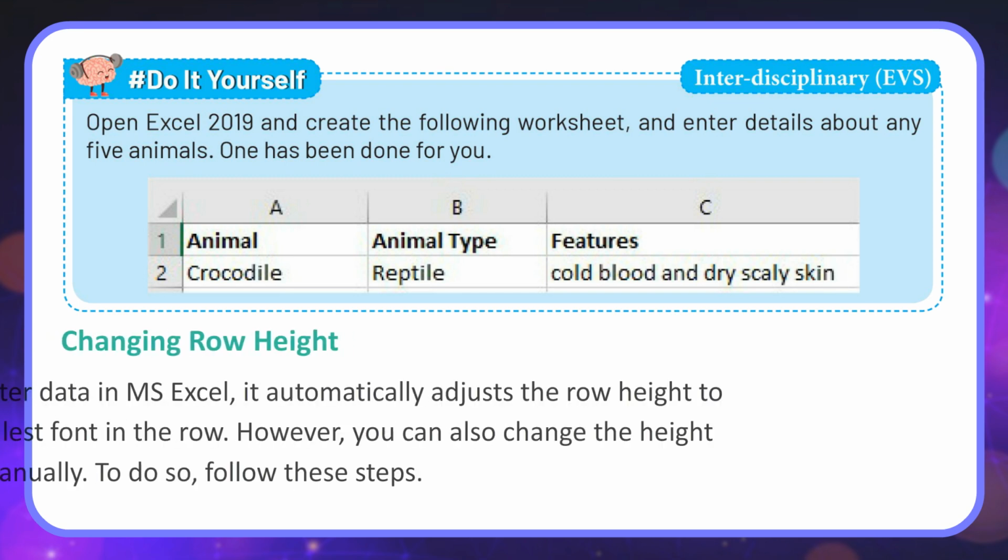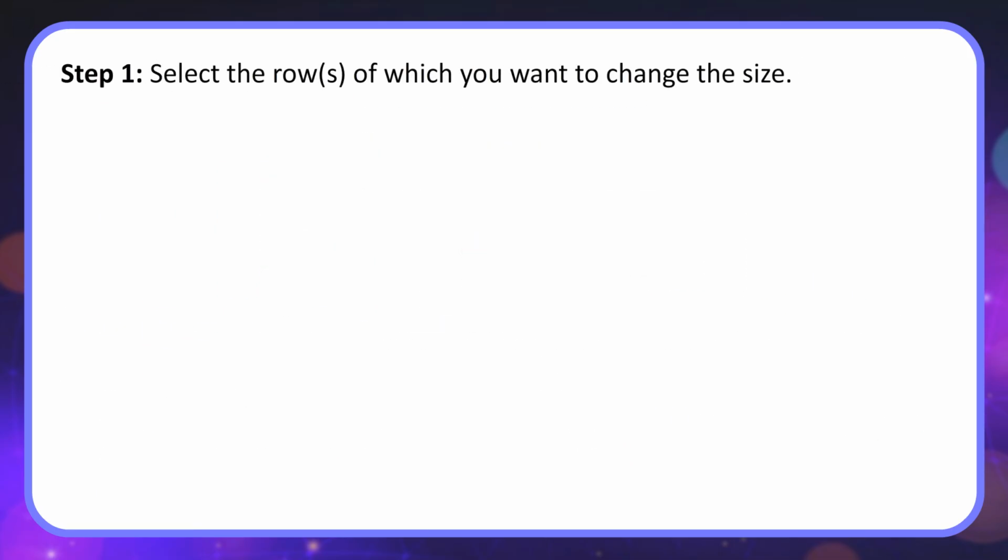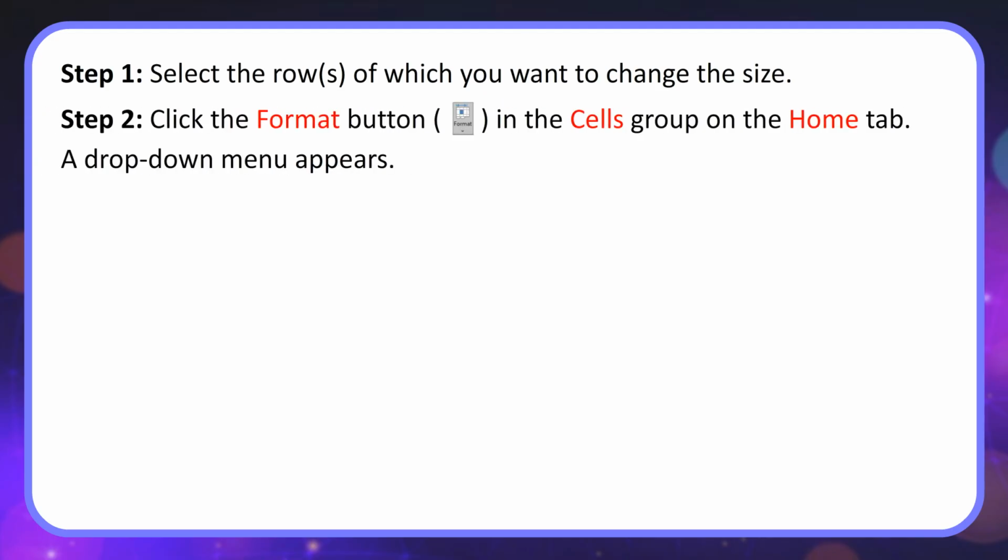Changing row height. When you enter data in MS Excel, it automatically adjusts the row height to accept the tallest font in the row. However, you can also change the height of the row manually. To do so, follow these steps. Step 1. Select the rows of which you want to change the size. Step 2. Click the Format button in the Cells group on the Home tab.